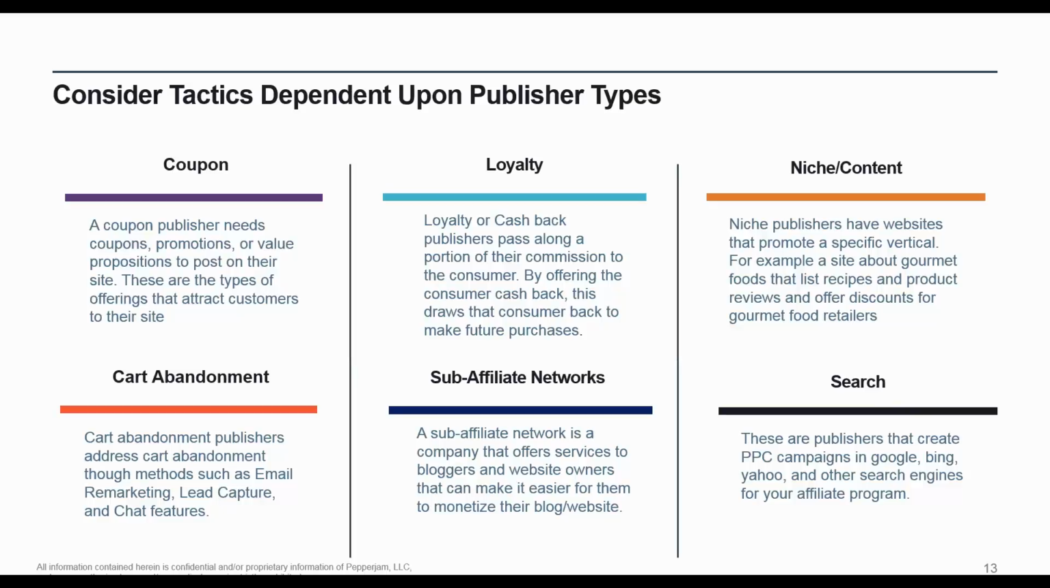Cart abandonment publishers focus on that for retailers and have several solutions to address abandonment. Sub-affiliate networks offer services to bloggers and website owners to make it easier for them to monetize their blog or site. Search publishers look to promote advertisers via PPC campaigns. Let's take a deeper dive into some tactics for optimization with the 3 most common publisher types: coupon, loyalty, and niche or content.